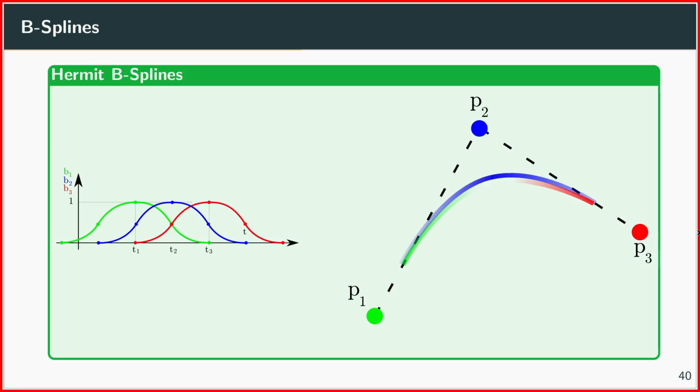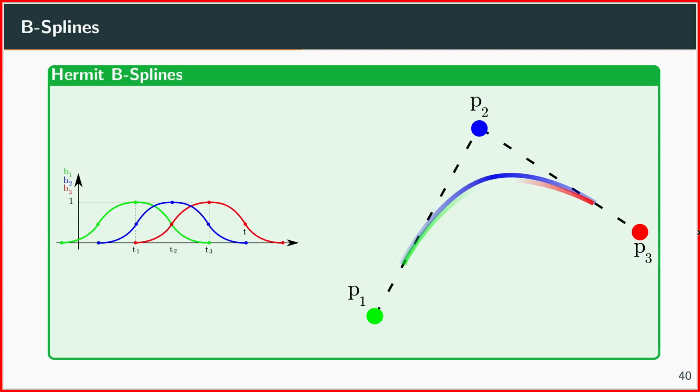Yeah, and the special thing about it is, of course, that you never hit P1. If you actually still want to hit P1 and P3 because they are the start and end points of your path, then you can still do some tricks, but in the usual definition of it, you don't actually hit the control points.